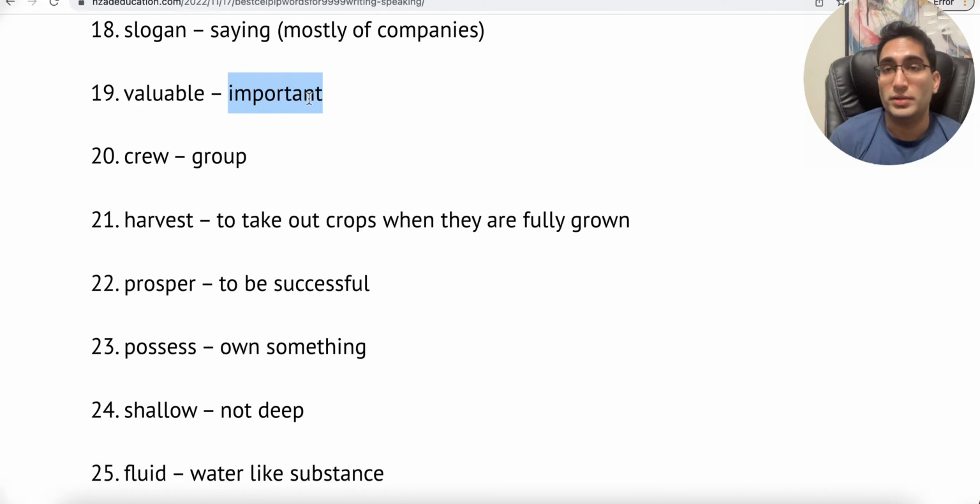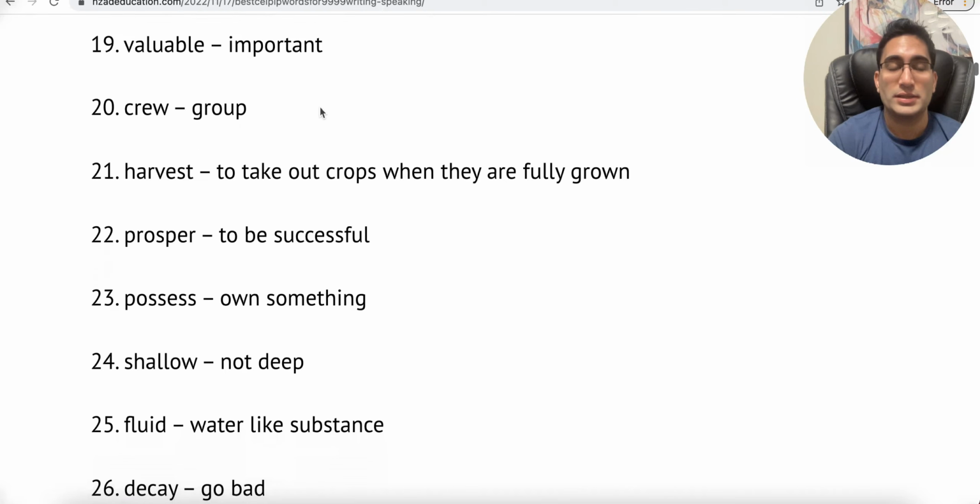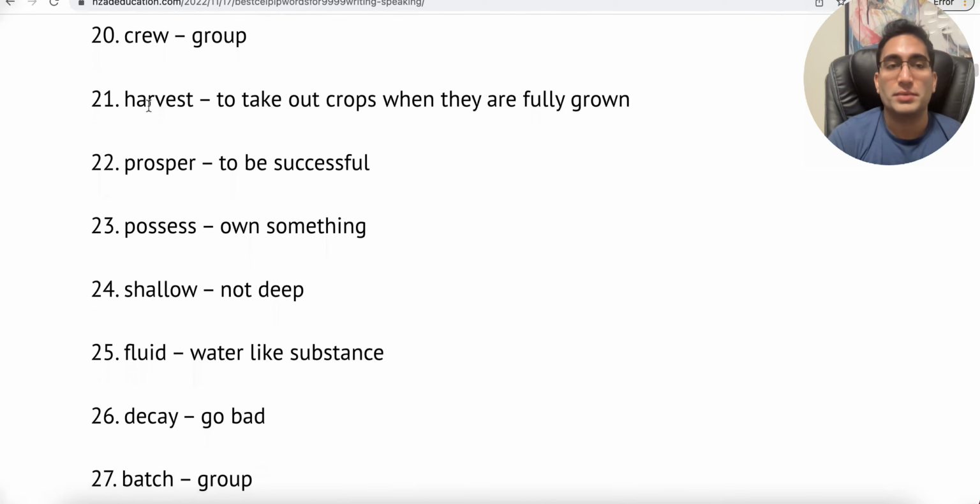I don't see valuable. I don't see crucial, significant. So use good replacements. And again, something like harvest, you will not talk about crops in the exam, right? Like harvest is to take out crops when they're fully grown, but you mostly would not talk about this. But what if you are talking in a letter to your boss in task one in CELPIP, and you say that with this measure, we can harvest the best abilities from our employees, the best talent from our employees, using it as an expression.